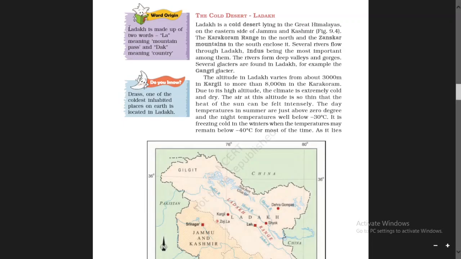Word origin. Ladakh is made up of two words: La meaning mountain pass and Dak meaning country. By the combination of La and Dak, Ladakh is formed. Tick mark it, and you must know it. Then Drass, one of the coldest inhabited places on earth, is located in Ladakh, which is in Jammu and Kashmir.